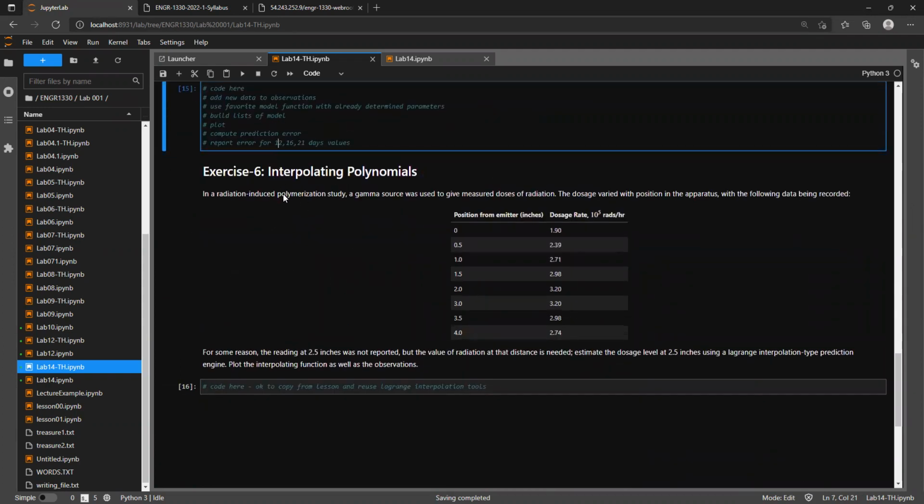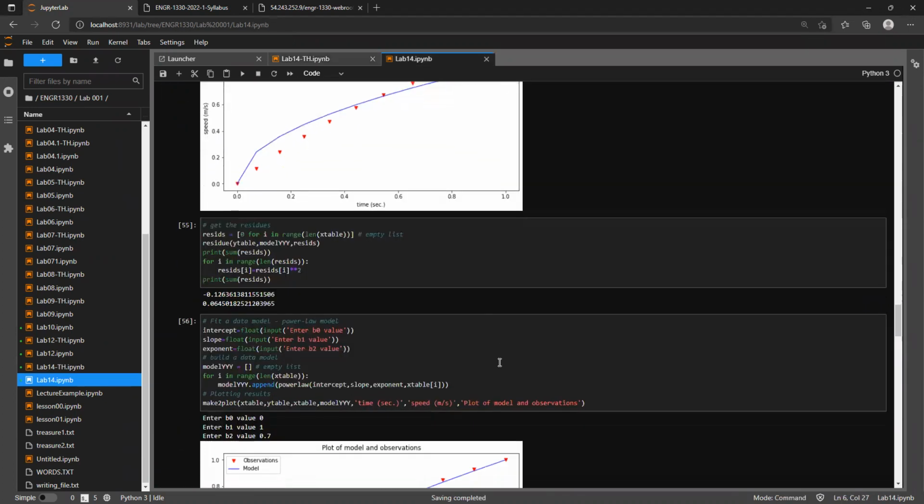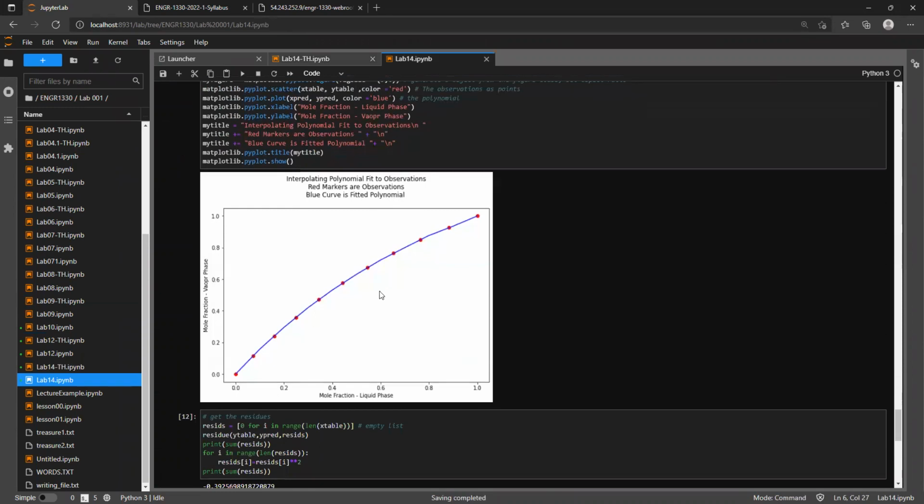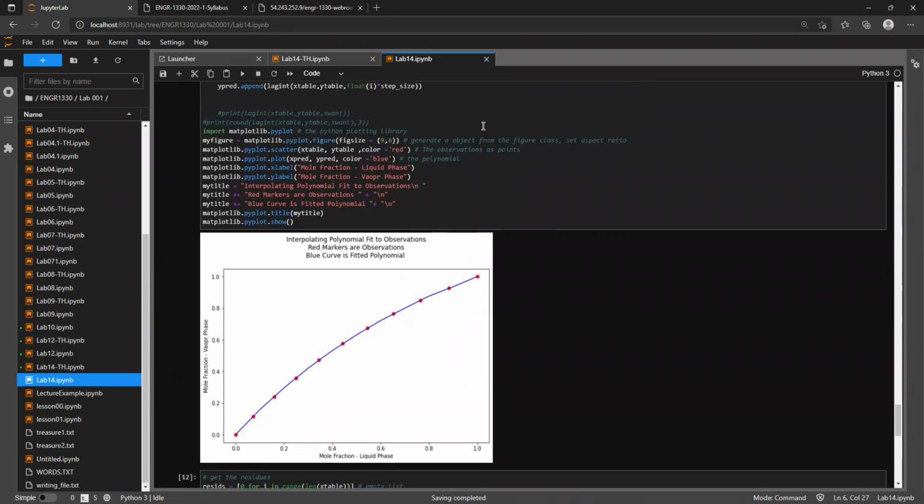Exercise 6. Let's see. This is the interpolation. So what I did in the lesson or the lab at the very last bit where we got as close as we did, do the same thing.